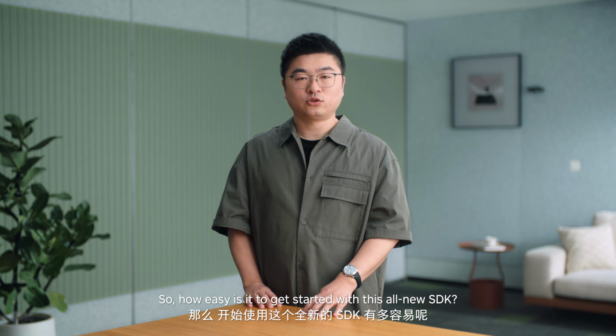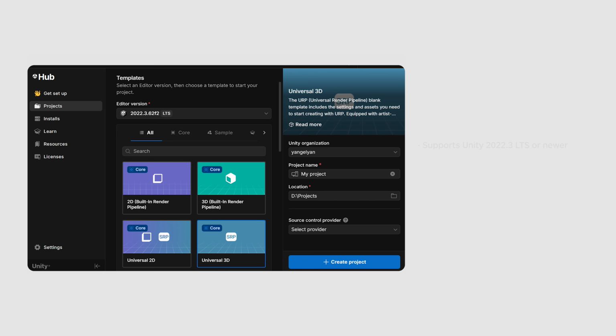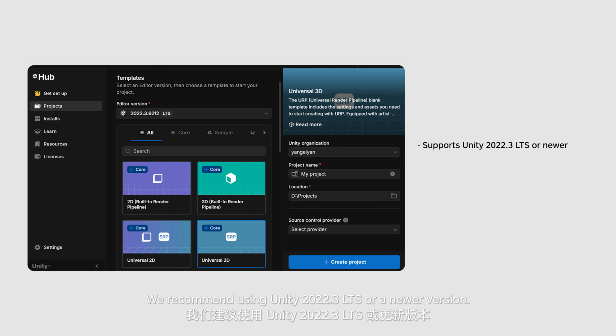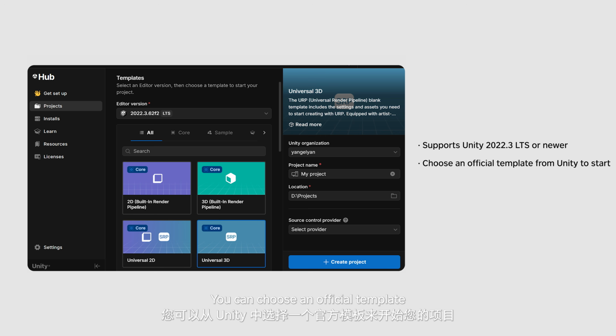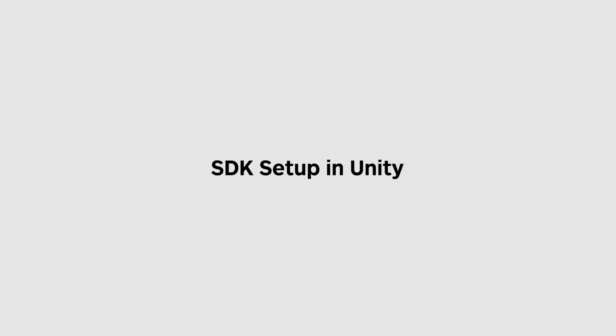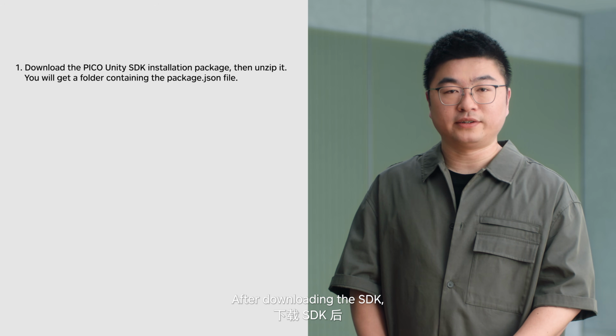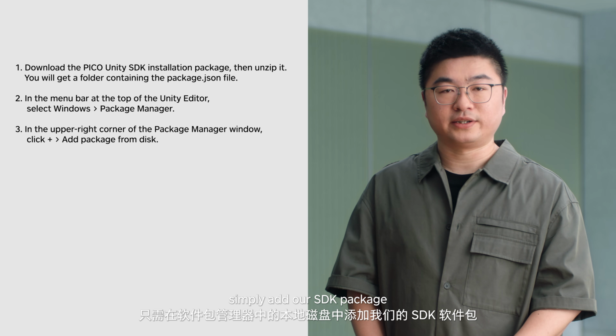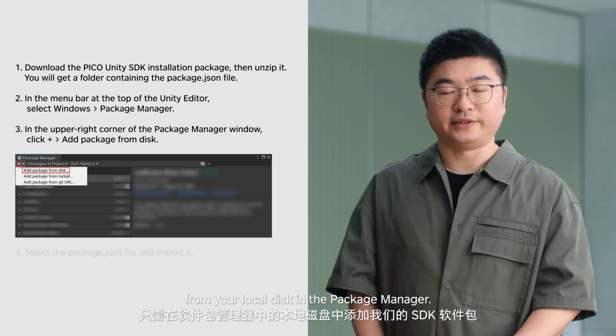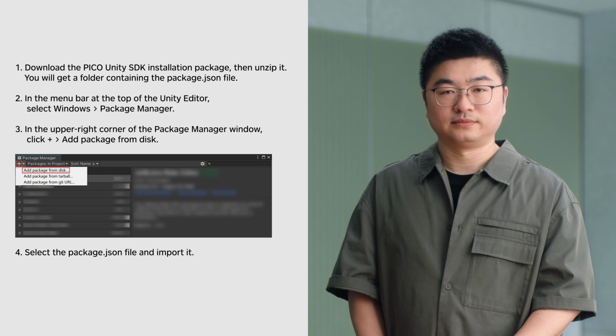So, how easy is it to get started with this all-new SDK? Let's start with a new Unity project. We recommend using Unity 2022.3 LTS or a newer version. You can choose an official template from Unity to start your project. After downloading the SDK, simply add our SDK package from your local disk in the package manager.